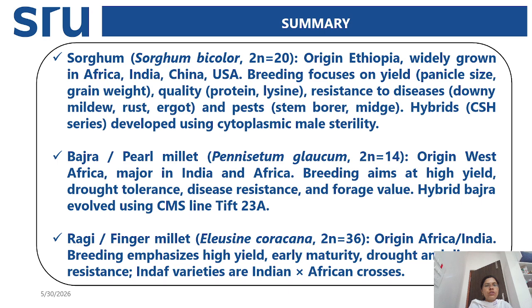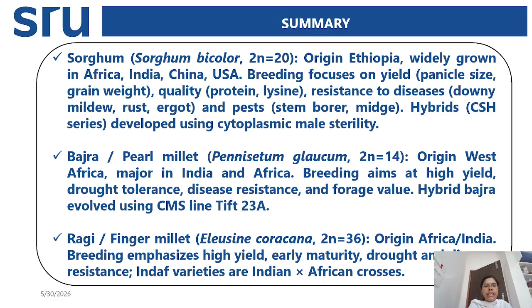So this is about sorghum, and next is bajra, that is pearl millet. The scientific name is Pennisetum americanum. It has the chromosome number 14, and the origin is West Africa, and it is mostly grown in India and Africa. The breeding mostly focuses on high yield, drought tolerance, disease resistance, and forage value. And the hybrid bajra was evolved by using the cytoplasmic male sterile line, that is Tift 23A.